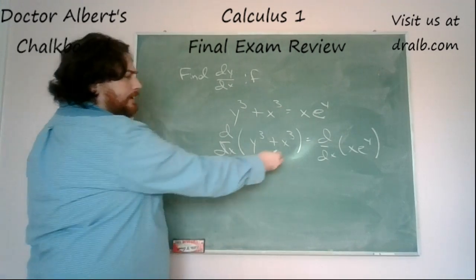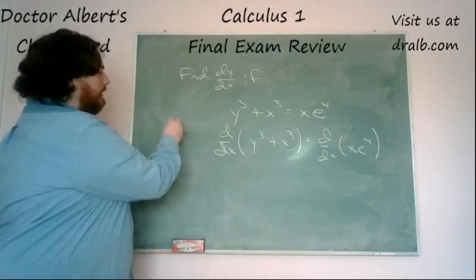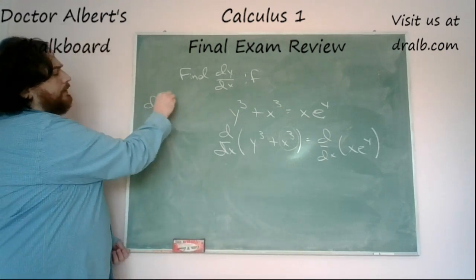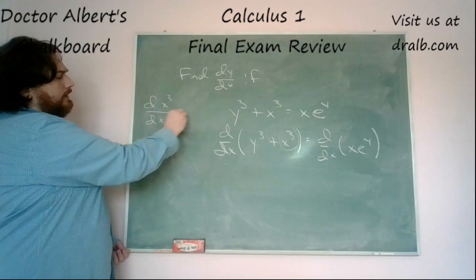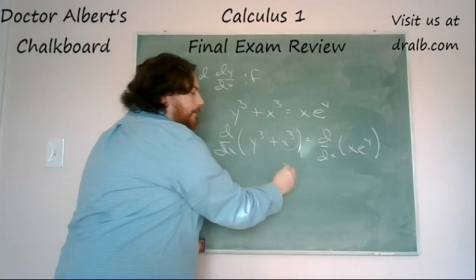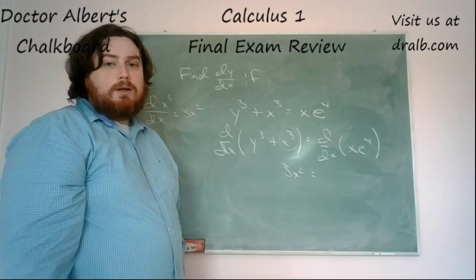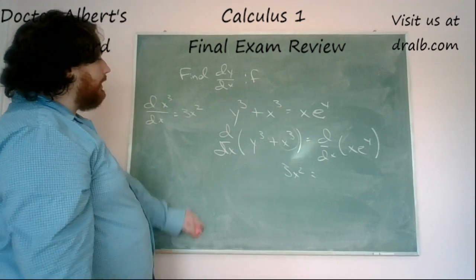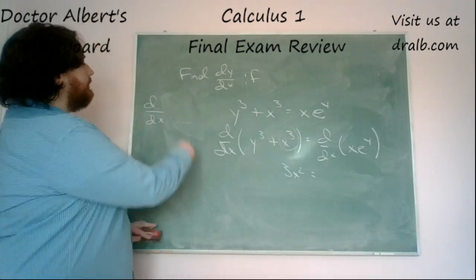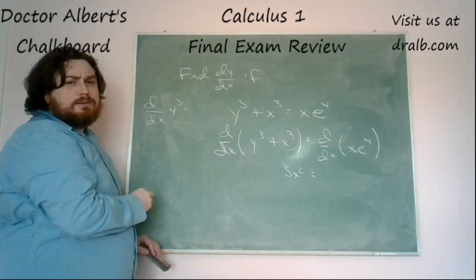And I'm going to start with the easy one here. The derivative of x cubed with respect to x is just, the normal derivative of x cubed is just 3x squared. We can use a power rule there and we're done. Now, it gets a little trickier if we look at y cubed, because y is actually a function of x.